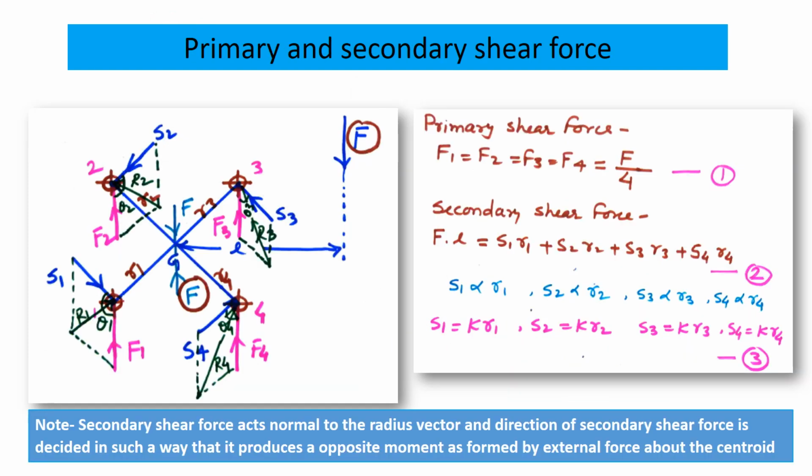After finding the centroid of the rivet system, the next task is to find the primary and secondary shear force because of the external applied force F on the rivet system. Here, force F is applied on the rivet system at a distance e from the centroid of the rivet system, which is G in this case. So we see the effect of this force at the centroid. We introduce two forces F and F, equal and opposite in magnitude, at the centroid. This is the first force acting in the downward direction, and this is the other force acting in the upward direction at the centroid.